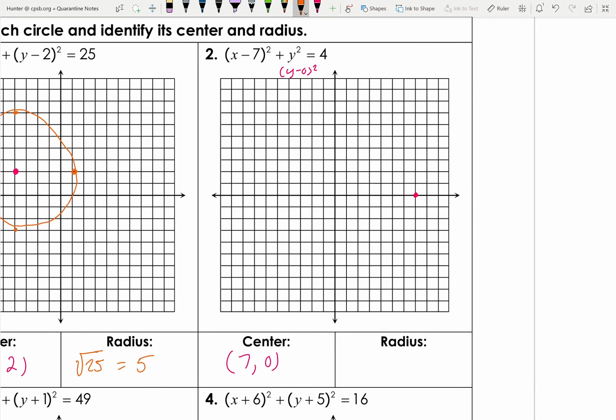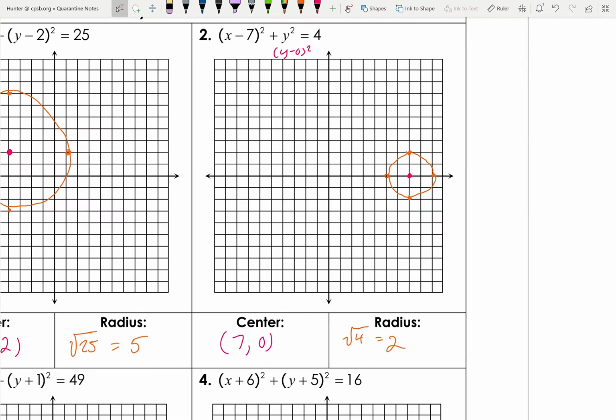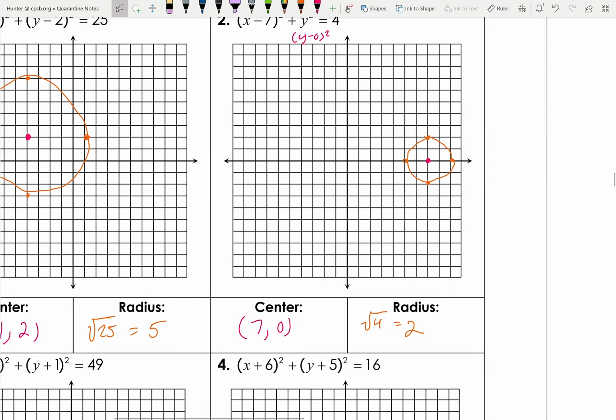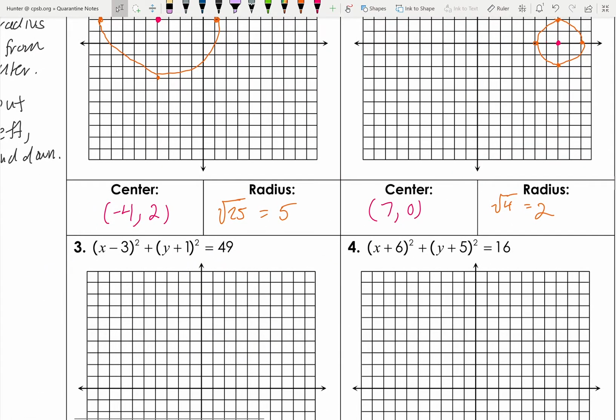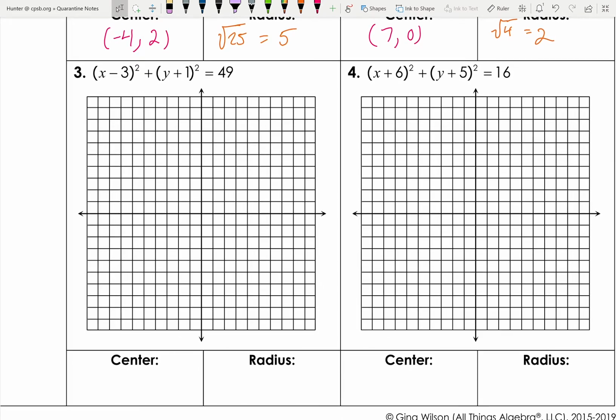Alright, our radius this time, we take the square root of 4, that's just equal to 2. So I go up 2, left 2, down 2, and right 2. And try to draw our circle as best as we can. Ooh, that one was even worse than the first one. Okay, that's a little bit better. But that's the whole process for drawing out the graphs of these circles. I'll do one more with you, then I'll leave number 4 for you.